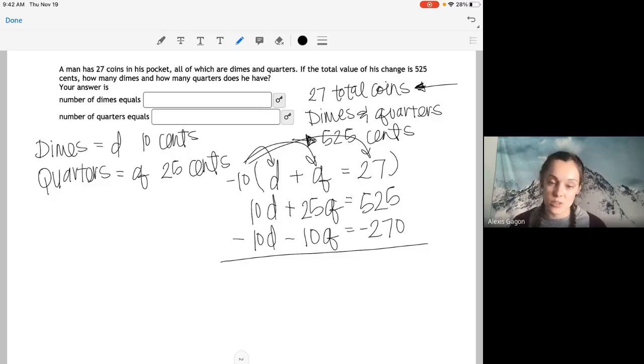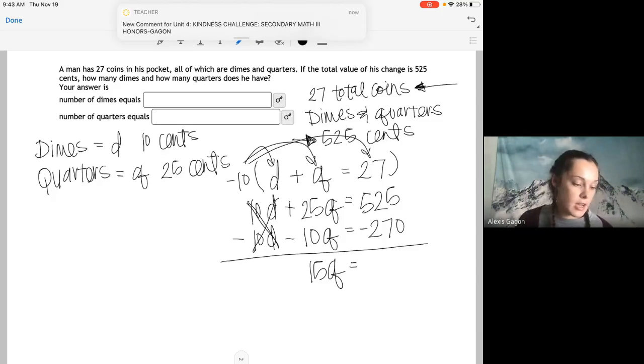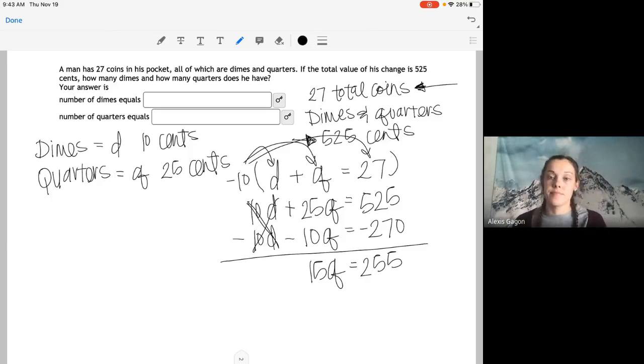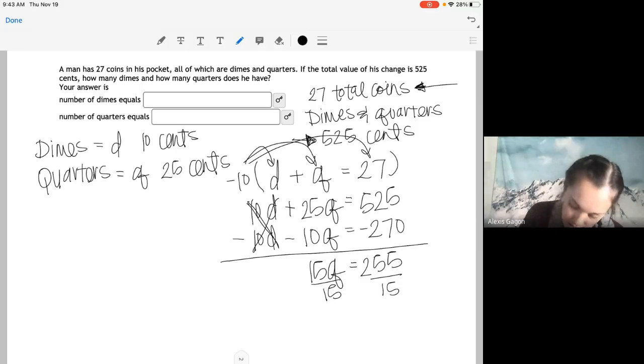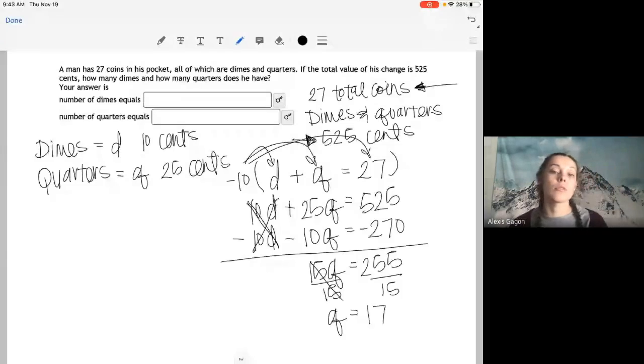And then we can just add these equations. So the D's cancel out. 25 minus 10 is 15, so we have 15Q. And that equals 525 minus 270, which is 255. We could easily solve this for Q. Just divide that by 15, and we get quarters is whatever that is divided by 15. So 17. So we have 17 total quarters.